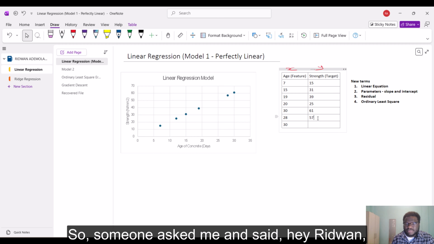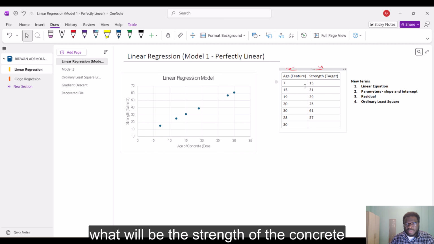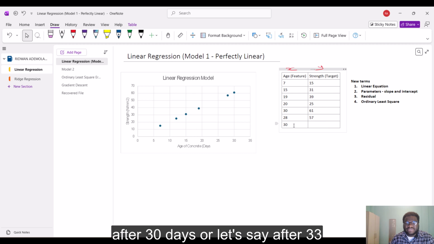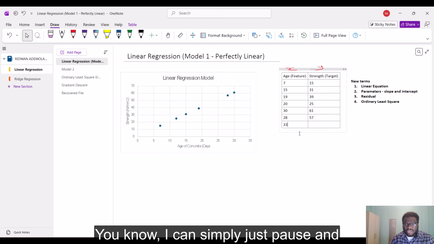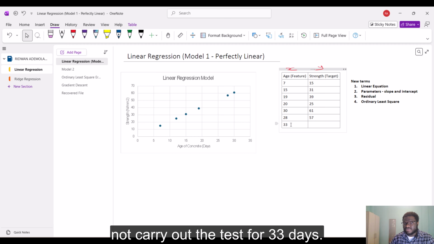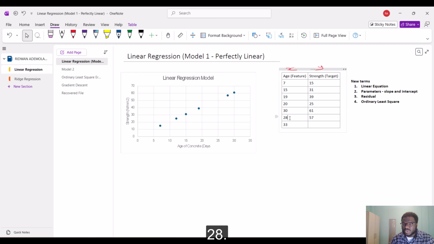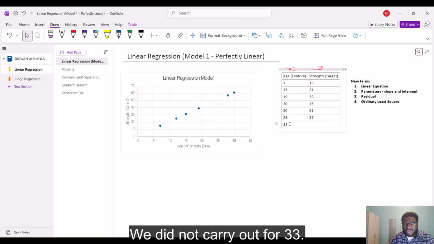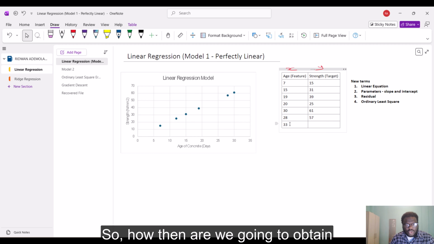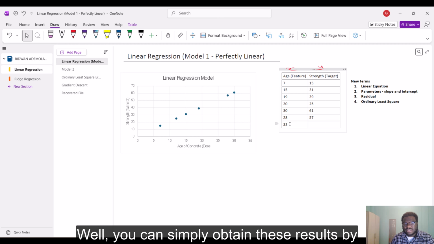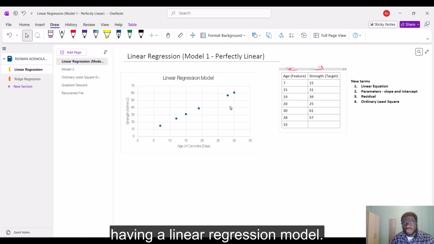So someone asks me, hey Ridwan, what will be the strength of the concrete after 30 days? Or let's say after 33 days. I can simply pause and say, hey, I don't know, because we did not carry out the test for 33 days. The only thing we did was to carry out tests for 7, 15, 19, and 28 days. We did not carry out for 33. So how then are we going to obtain these results? Well, you can simply obtain these results by having a linear regression model.